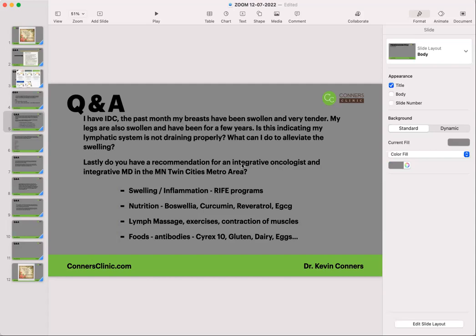Do I have recommendations for integrative oncologists, integrative MDs in the Twin Cities? I don't, not that's integrative with cancer. There are some natural MDs in the Twin Cities, but they don't deal with cancer per se. So I don't have any integrative oncologist ideas. I don't know of anybody personally in the Twin Cities.